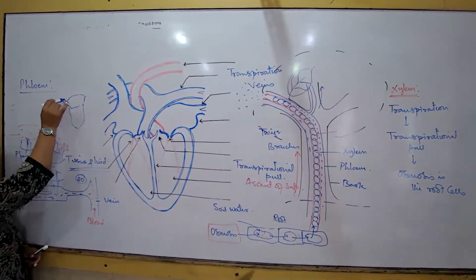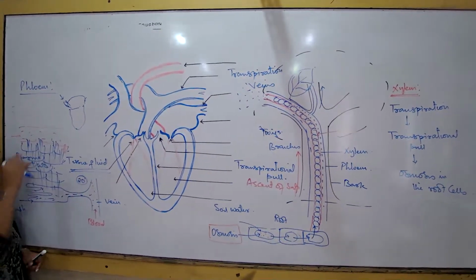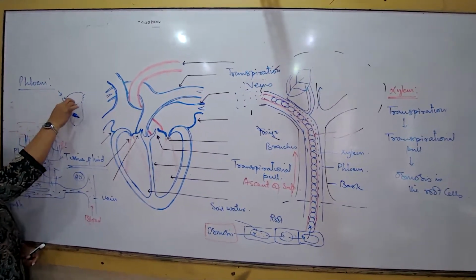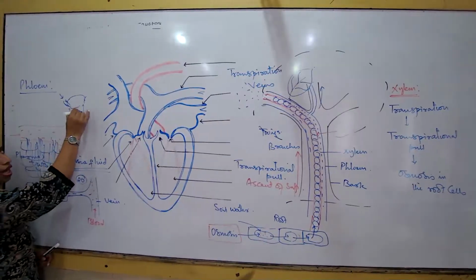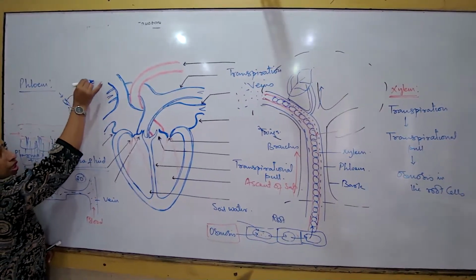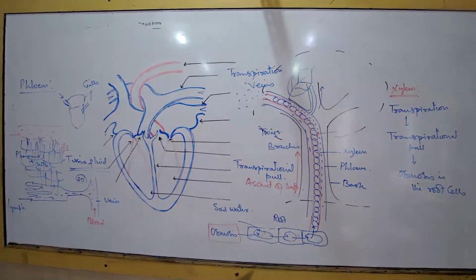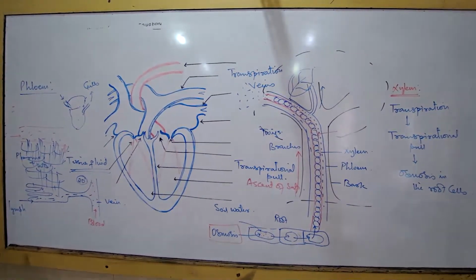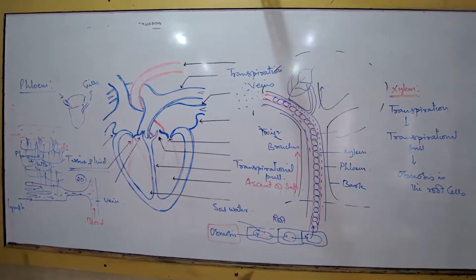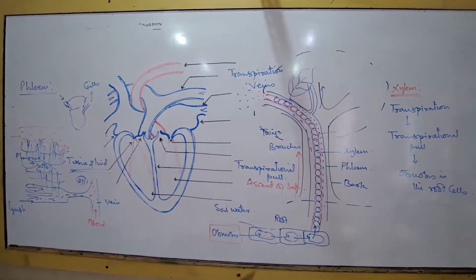So now the blood will come. Which type of blood? The deoxygenated blood. The deoxygenated blood enters the auricle, goes to the ventricle, and then it will go where? It will go to the gills. What is the gills' function here? The deoxygenated blood goes to the gills because gills are the primary respiratory organ for the fishes.